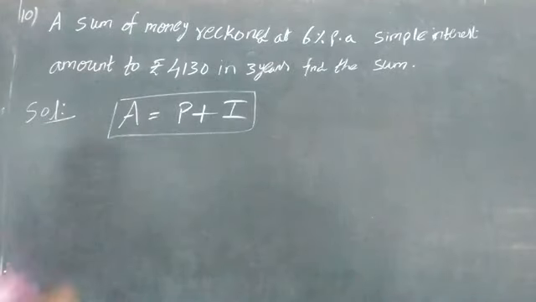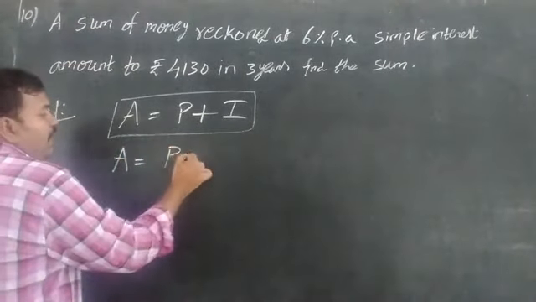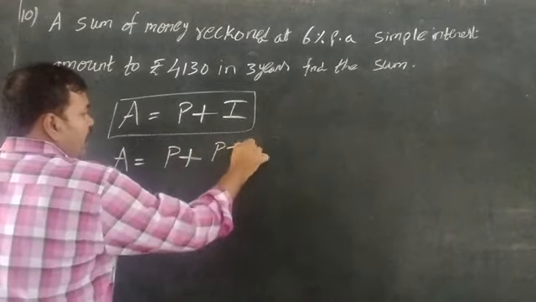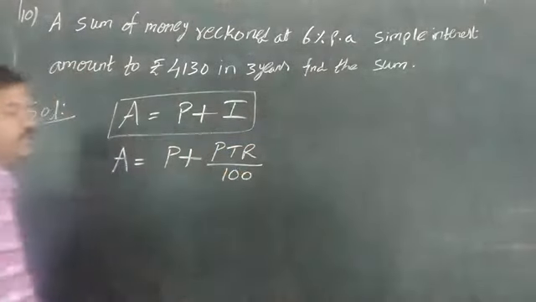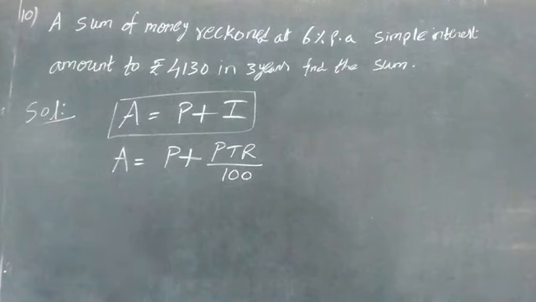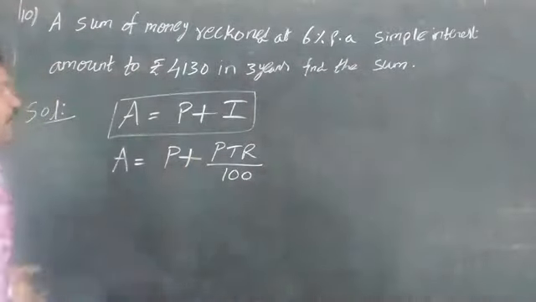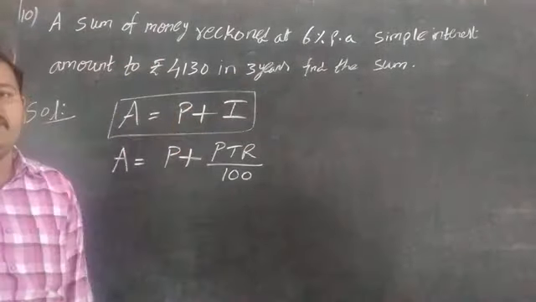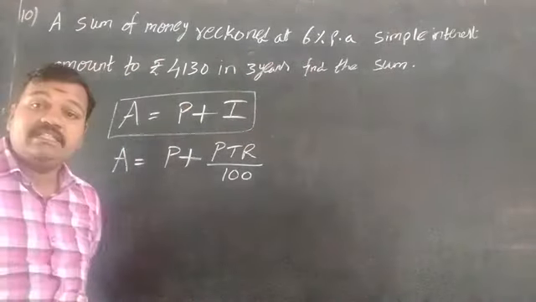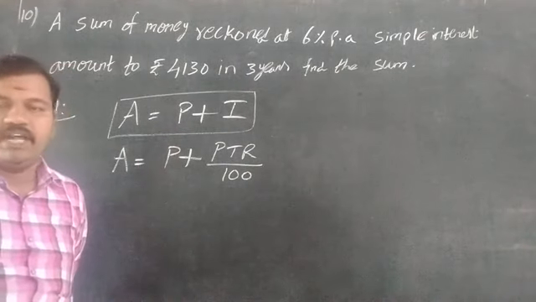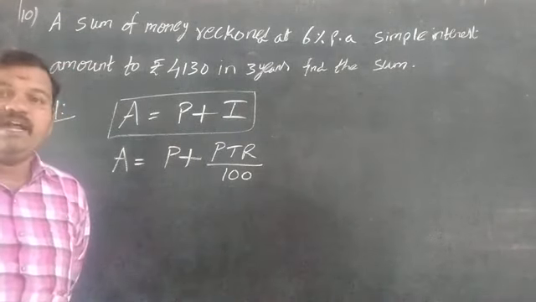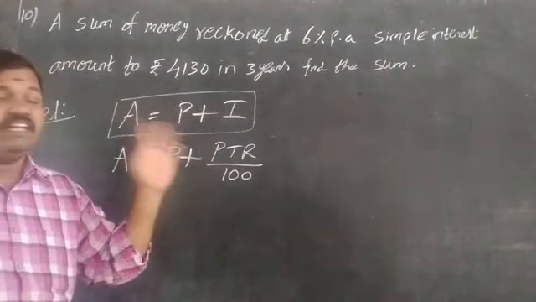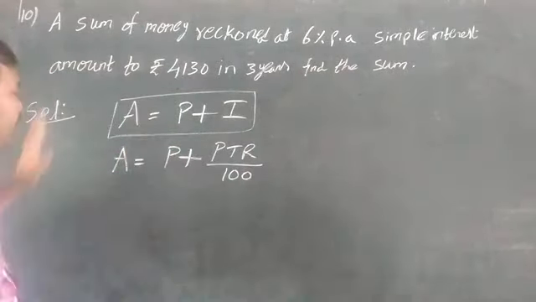In that, we take A is equal to P plus I, where I is equal to PTR by 100. If the principal is not given and the amount is given, we start with the expansion formula. This is called the expansion formula. Sir, in the previous sum, can we do it like that also? Yes, we can, but that is a triple sum. For double or triple we take x, not for other sums. In this sum, double or triple is not given, so we take it like this.